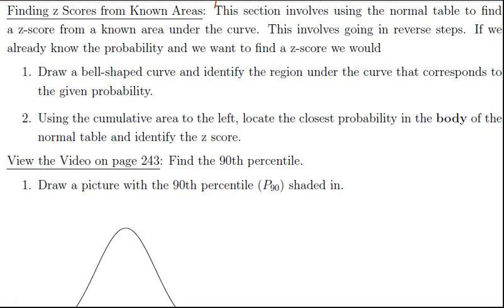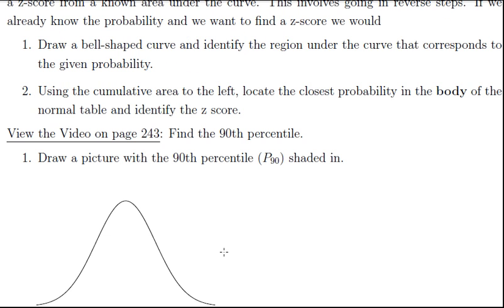Hello, we're going to pick up on page 27, and we just learned how to find the area under the curve given a certain z-score. Now we're going to find the z-score given a certain area. So we're on page 27 of the notes, and we're essentially just going to go backwards.